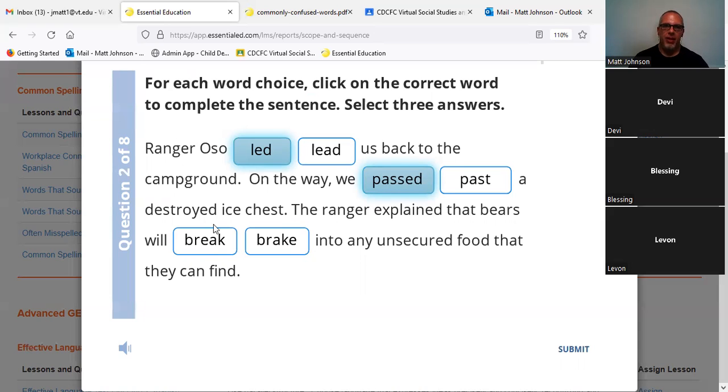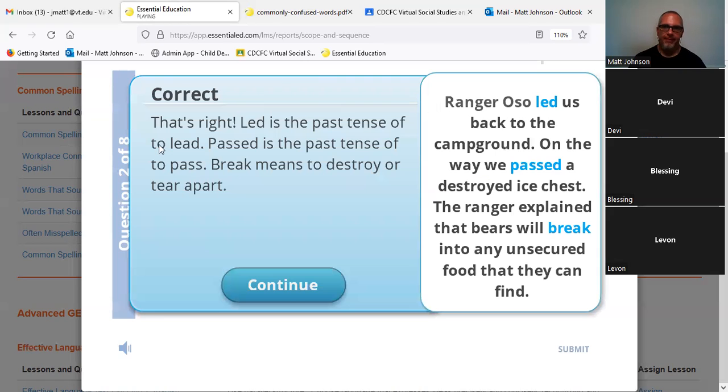And the ranger explained that bears will break into any secured food. So breaking, right? Meaning to destroy or pull apart, right? They're not slowing down. So BREAK. Led is the past tense of lead. Past is the past tense of pass. And break means to destroy or tear apart.